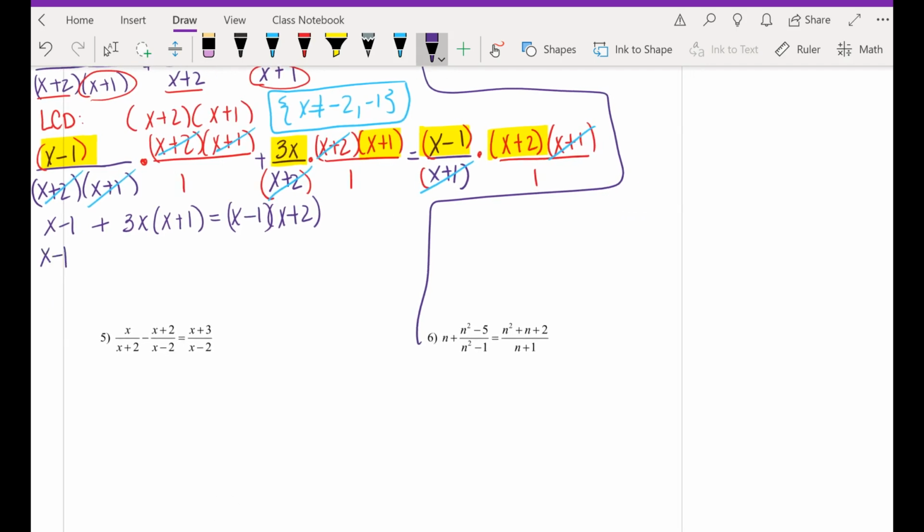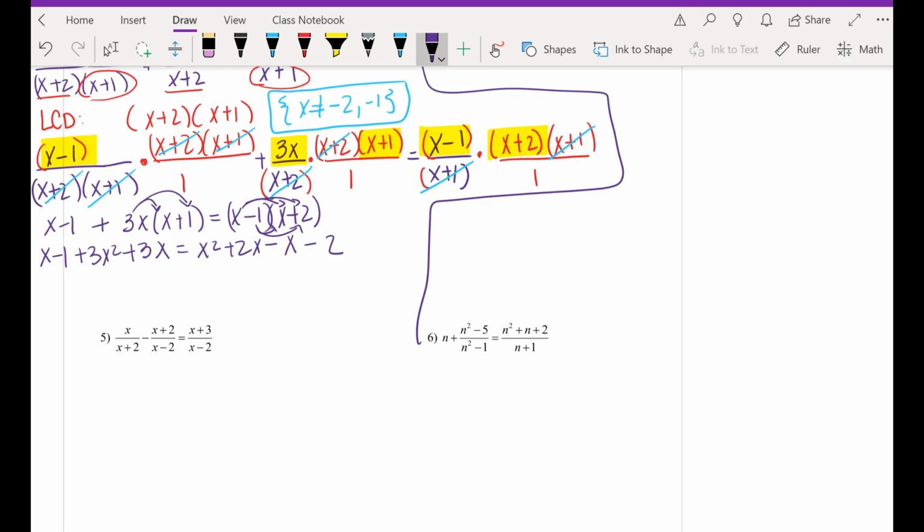Okay, so now let's distribute. 3x times x is going to be 3x squared. 3x times 1 is going to be positive 3x. X times x is going to be x squared. X times 2 is going to be 2x. Negative 1 times x is negative x. Negative 1 times 2 is now negative 2.